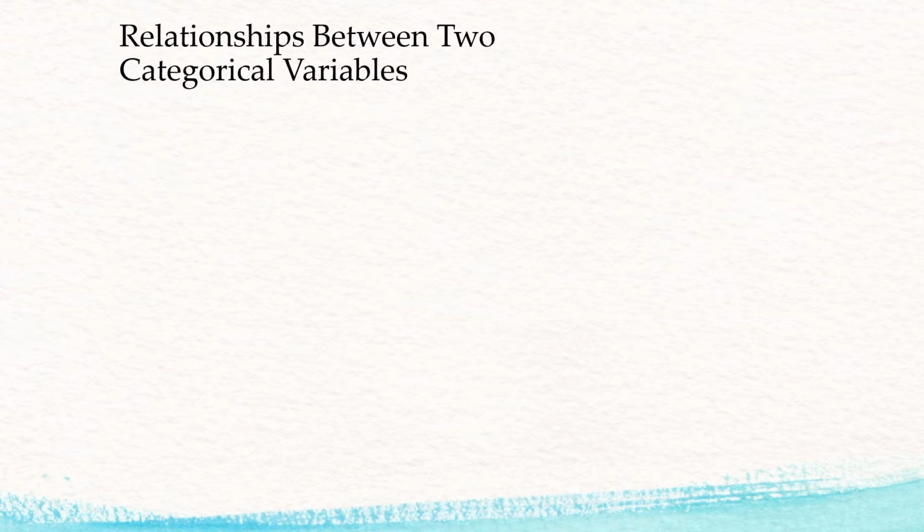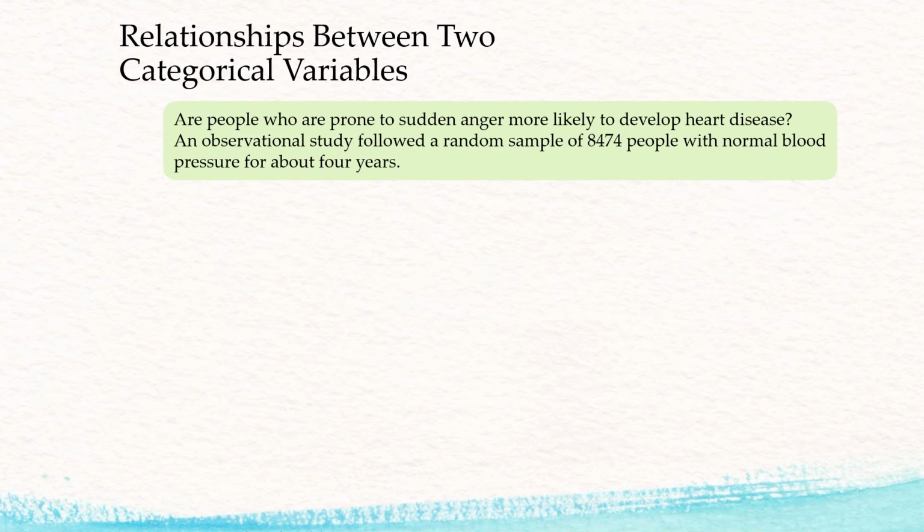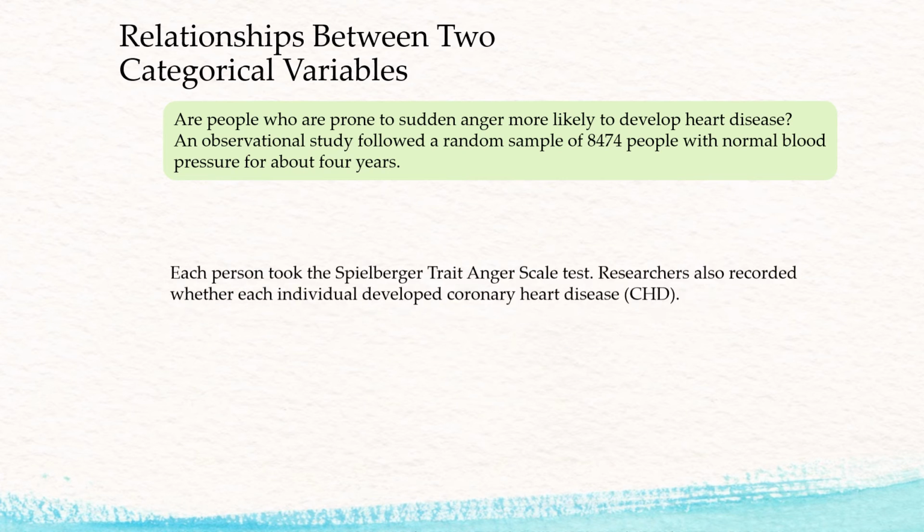So again, we're looking at what is the relationship, what is the association, what is the connection between two categorical variables. So you might ask a question like this: are people who are prone to sudden anger more likely to develop heart disease? An observational study followed a random sample of 8,474 people with normal blood pressure for about 4 years.